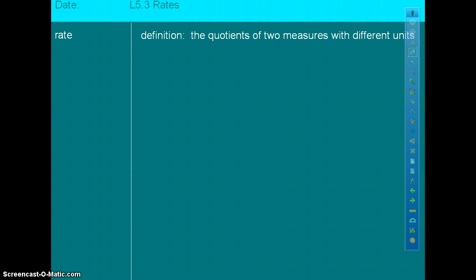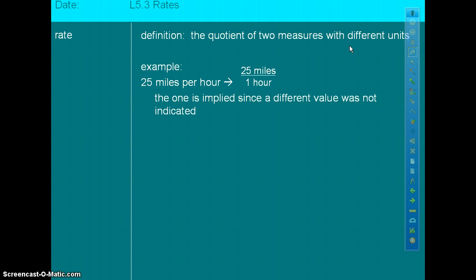Rates. A definition for rate is the quotient of two measures with different units. This is a key here, different units. Whenever we're talking about a rate, we generally include the word per. Sometimes it's substituted for each. 25 miles per hour, for example. A common way when we're operating with rates to write them is in fraction form. 25 miles over 1 hour, or 25 miles per 1 hour. In this case, the 1 is implied. Since a different value wasn't indicated, it didn't say 25 miles per 4 hours. We just assumed that there was a 1 indicated.